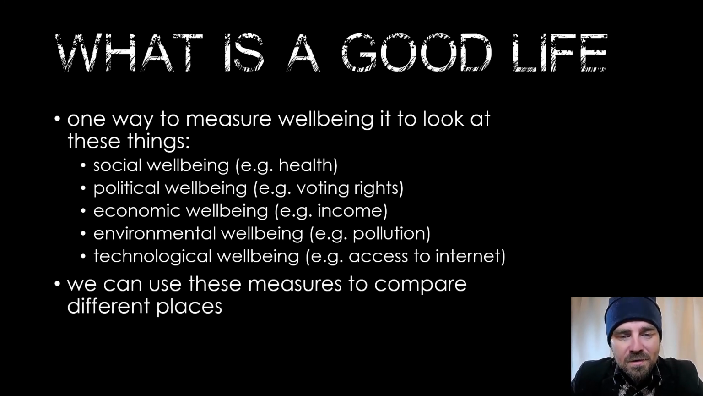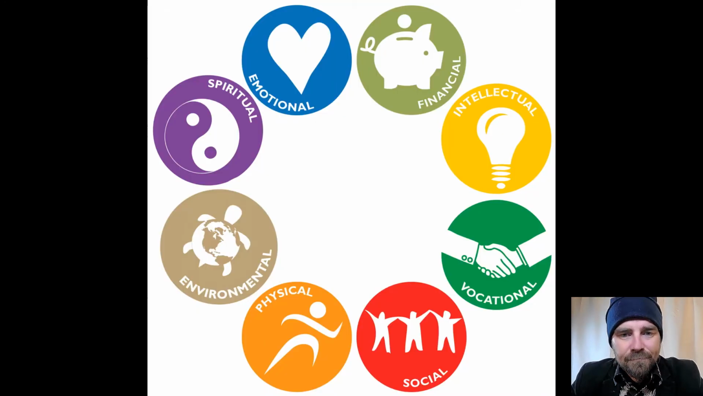So we can use these measures to compare different places. Buzzword alert. That's one of the SPICES concepts. So we can compare the health, voting rights, income, pollution, access to the internet of Australia compared to New Zealand, compared to Singapore, compared to Indonesia, whatever. And what might we compare different places for? To say, oh, they're doing better than us. Why don't we copy them? More ways that you could measure well-being if you wanted to.